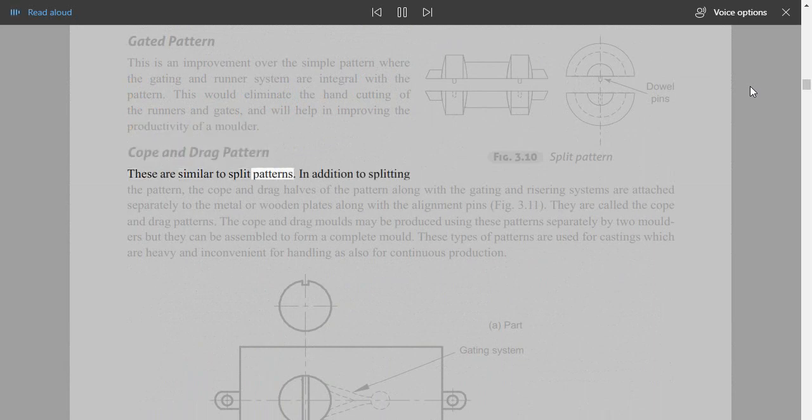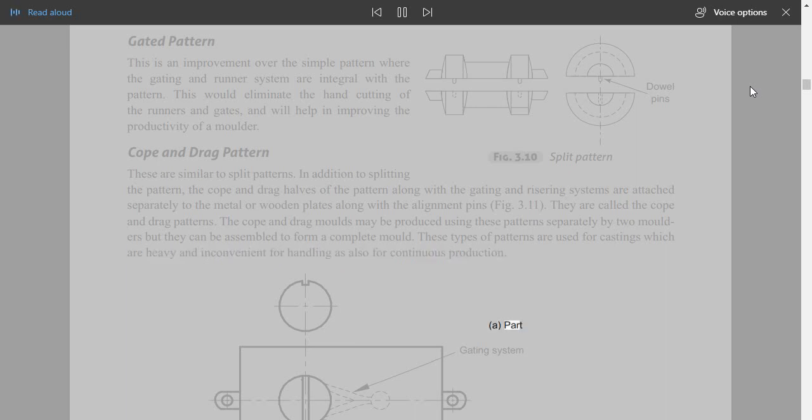Cope and drag pattern. These are similar to split patterns. In addition to splitting the pattern, the cope and drag halves of the pattern along with the gating and risering systems are attached separately to the metal or wooden plates along with the alignment pins, Fig. 3.11. They are called the cope and drag patterns. The cope and drag molds may be produced using these patterns separately by two molders, but they can be assembled to form a complete mold. These types of patterns are used for castings, which are heavy and inconvenient for handling, as also for continuous production.